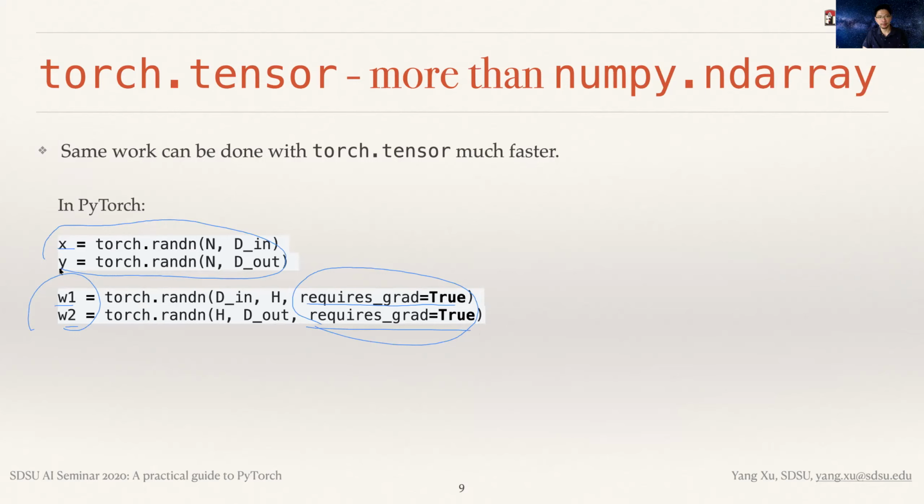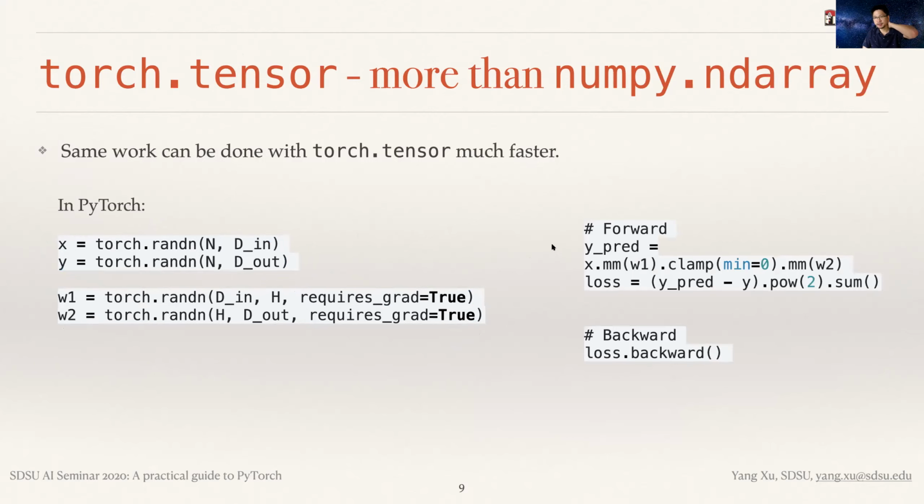So for x and y, because they are data, I don't need to change them. I don't need to know about their gradients, so the gradients will not be computed for them. Okay. So here with requires_grad set to true, we can simply compute the gradients by calling loss.backward.